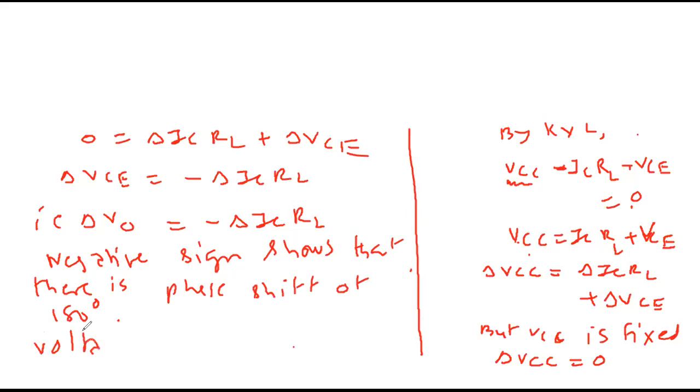Voltage gain AV, A means amplification, V is voltage, is output voltage upon input voltage. Please write till this, then I'm explaining further. By Kirchhoff's voltage law, please write. Anywhere you don't understand, immediately ask me.